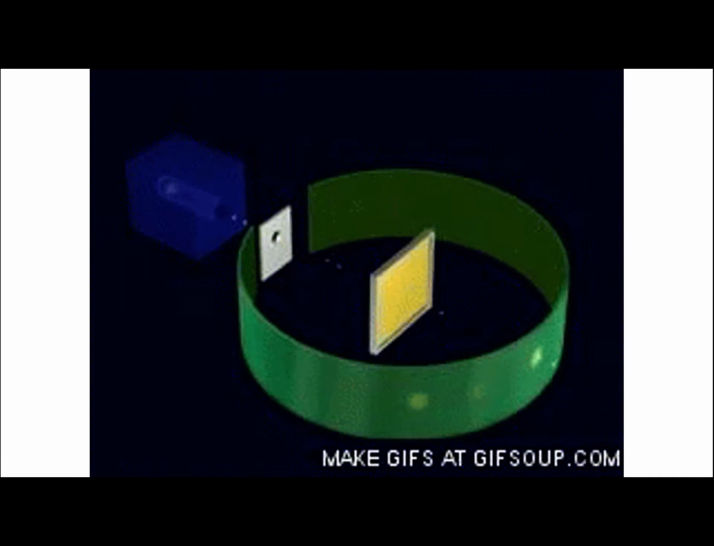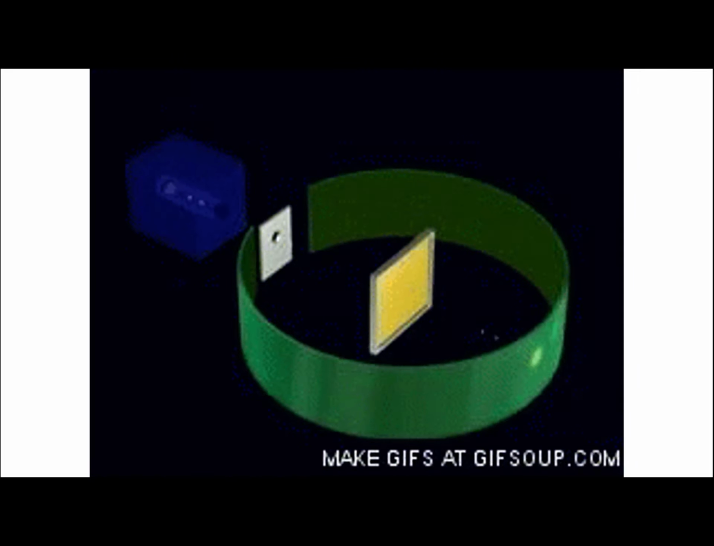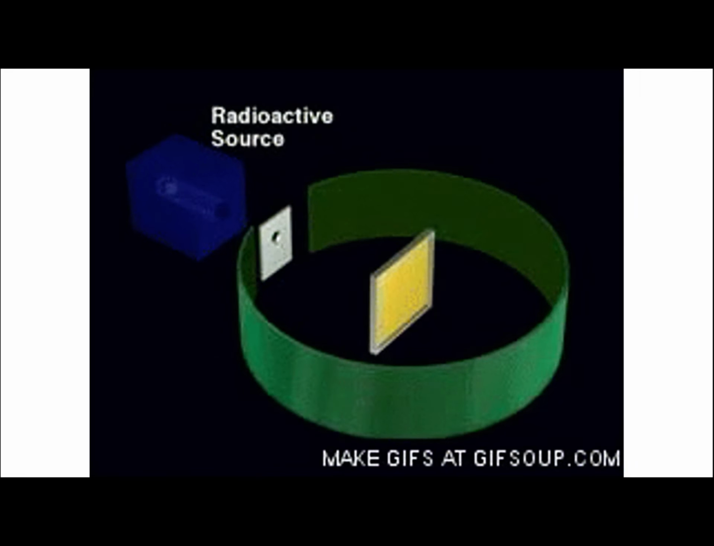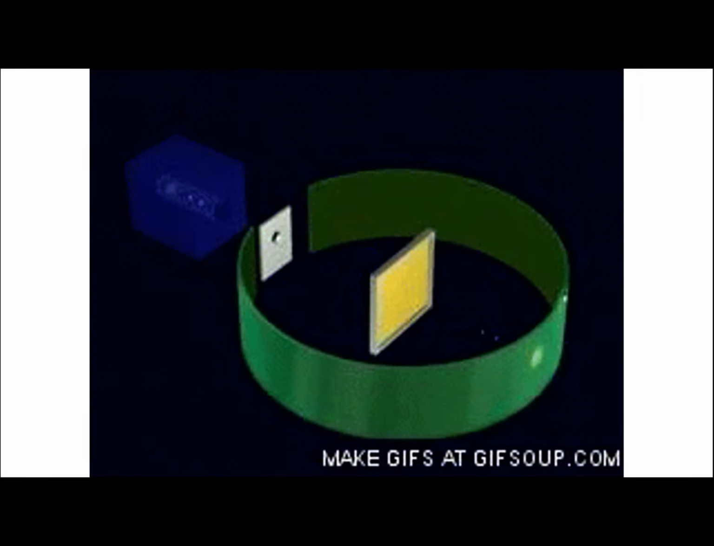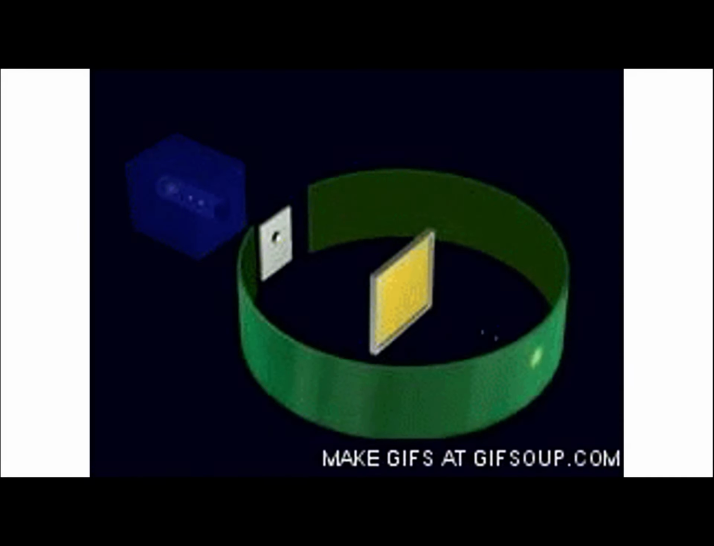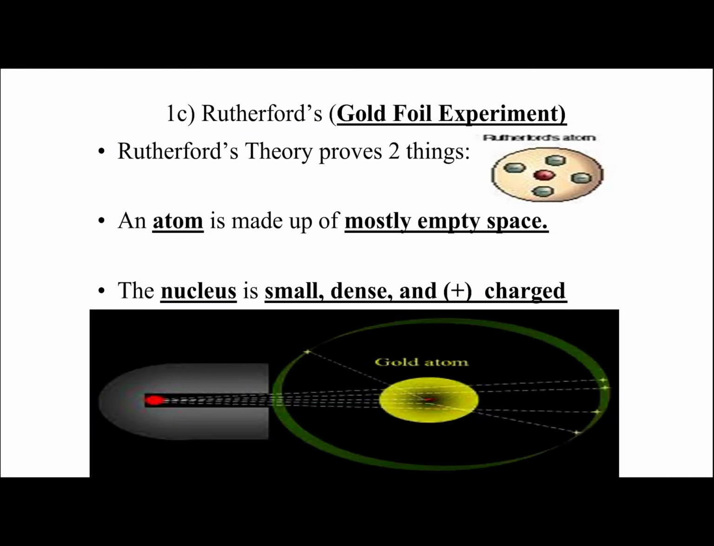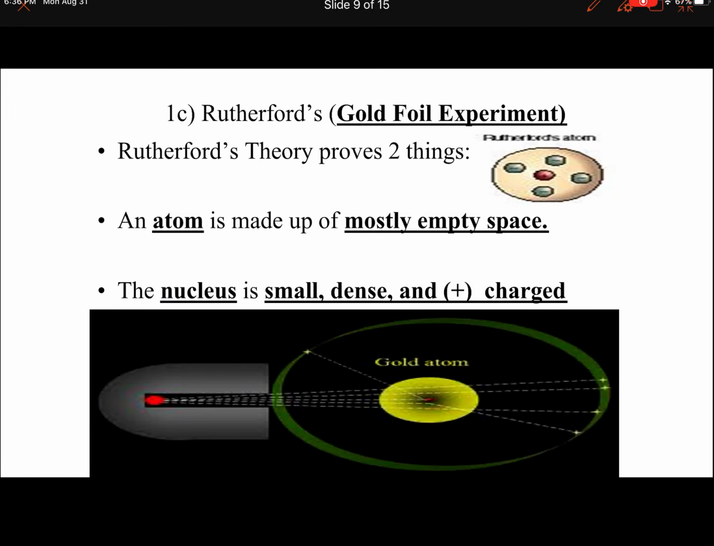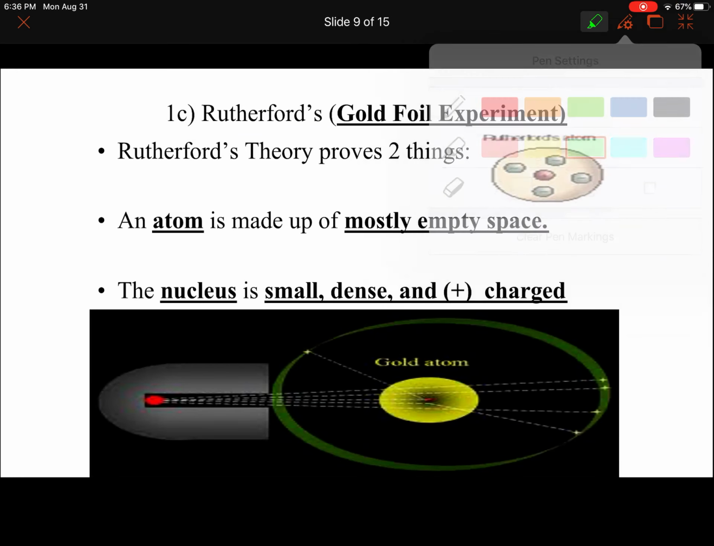If you notice, most of the particles go straight through. Some of them get deflected left, right, some get deflected back. That proves that the atom is mostly empty space with a small, positively charged, dense nucleus. Okay? And I have it over here for you, if you look at the notes.